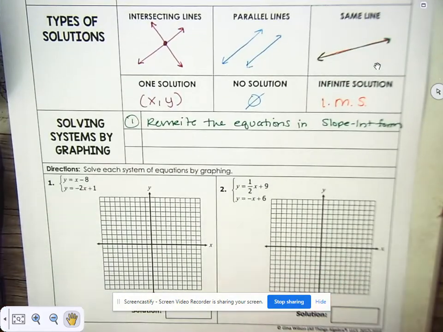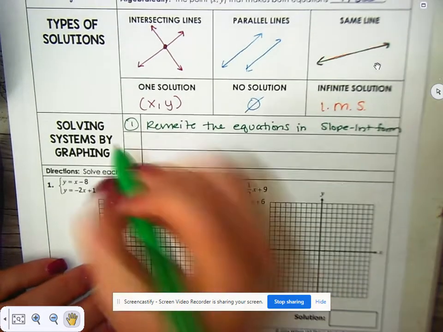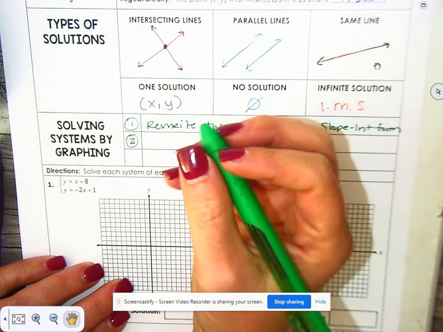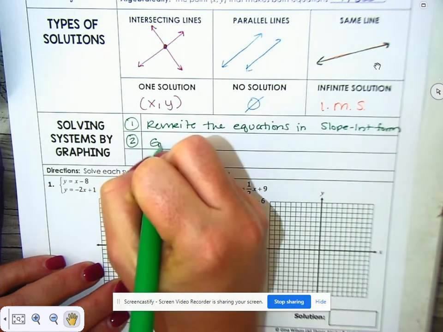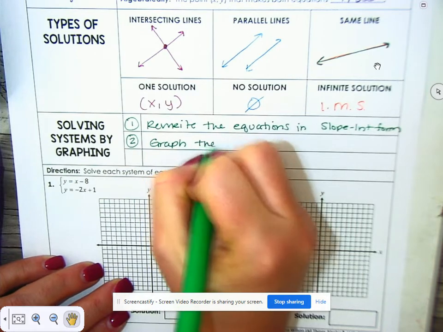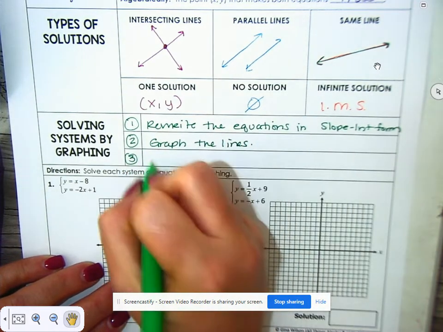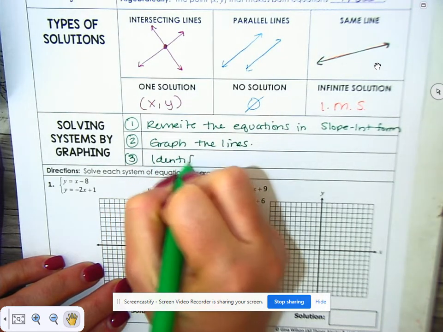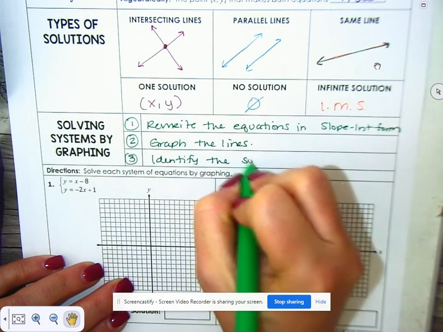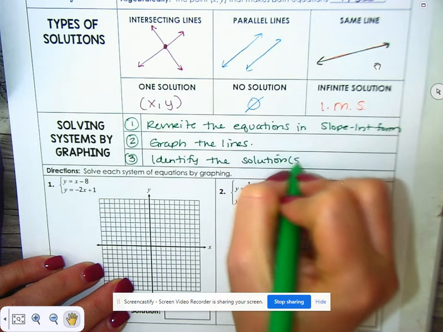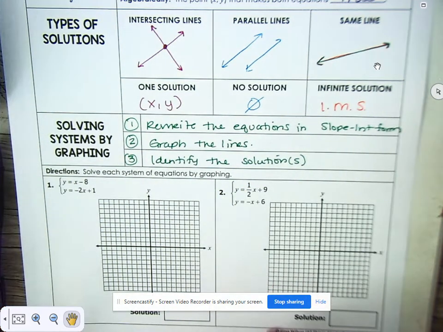All right, so for our steps, we always need to make sure we cannot graph until we are in slope-intercept form. So if your equations are not in slope-intercept form, we need to do that first. Then we're just going to graph the lines on the coordinate plane that's provided, and then we are going to identify our solutions. It could be one or many, that's why I have that S there. All right, so let's just get started.